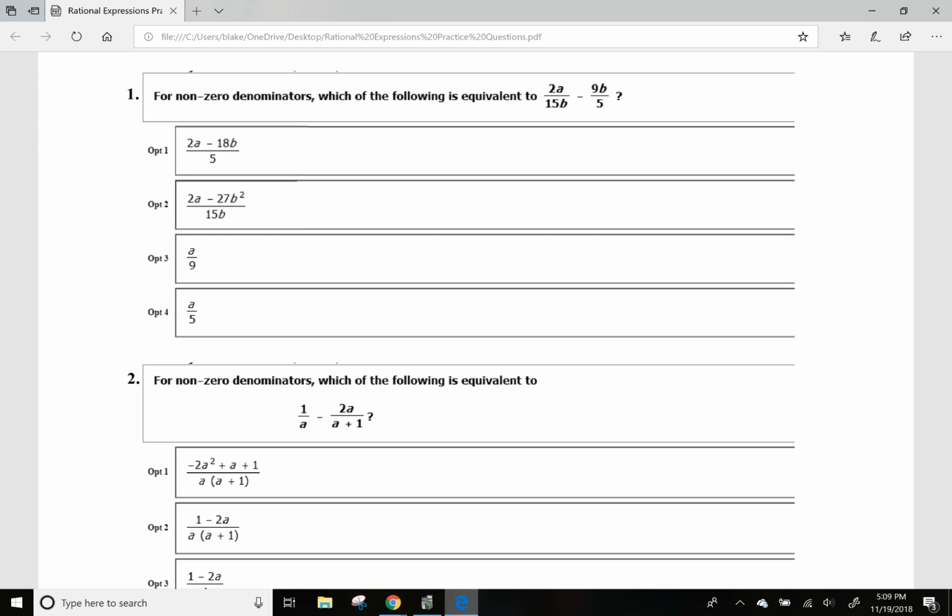So the rational expressions that we've talked about before, let's recap some of them before the semester's over. So number one is subtracting. Now remember, when it comes to adding and subtracting, you must have a common denominator first.